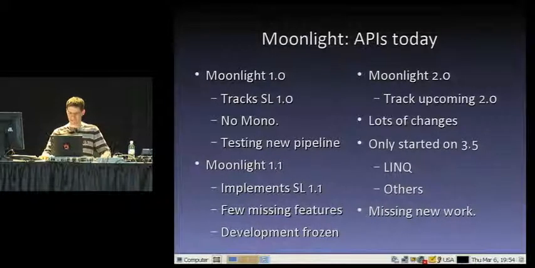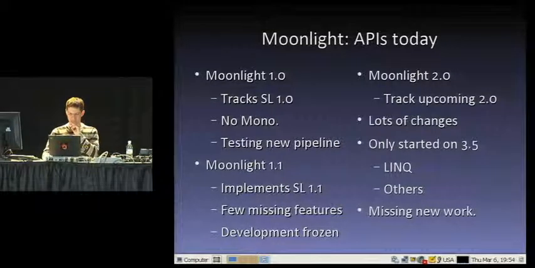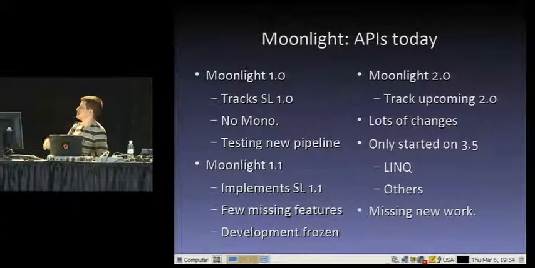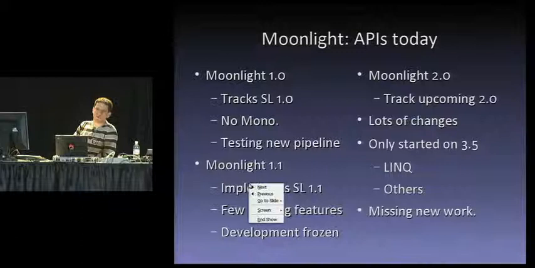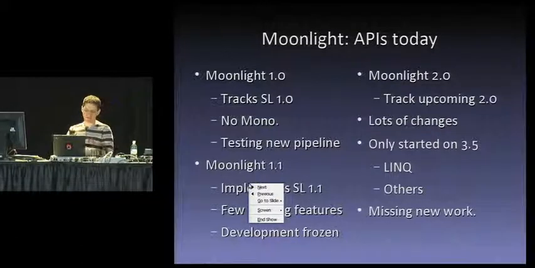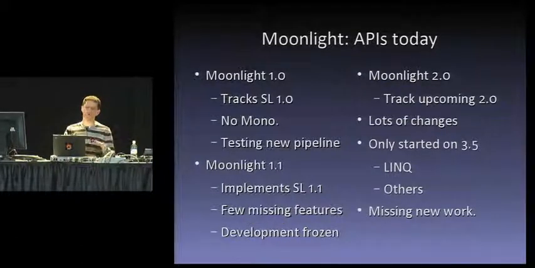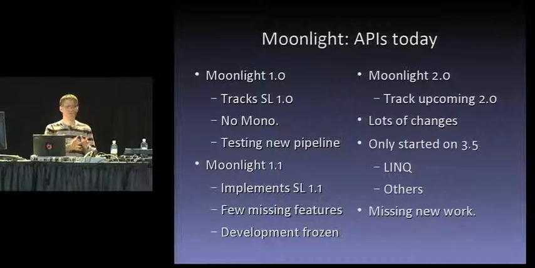So what else? Let me see. Moonlight 1.0. I want to move fast because there's a lot of stuff that I need to show you. Development frozen. Well, you can read that stuff, there's not a lot of interesting stuff. We already have LINQ. We're mostly done with LINQ. There's a couple of things here and there that are missing, but for the core stuff that we need to support, we're in very good shape.